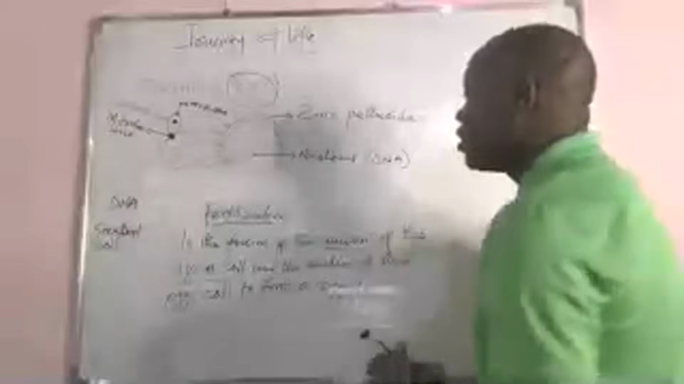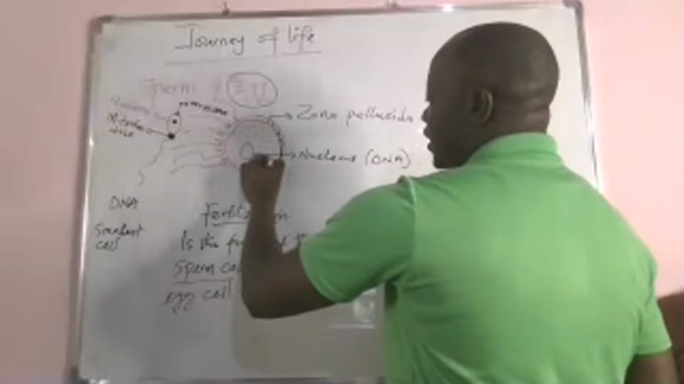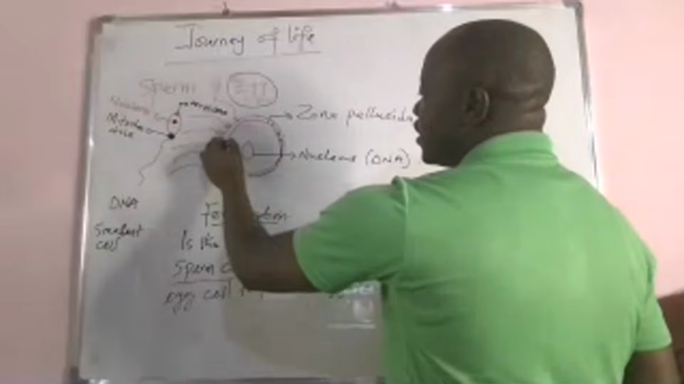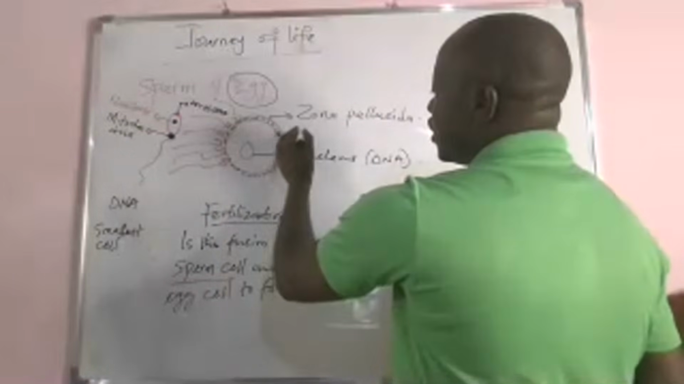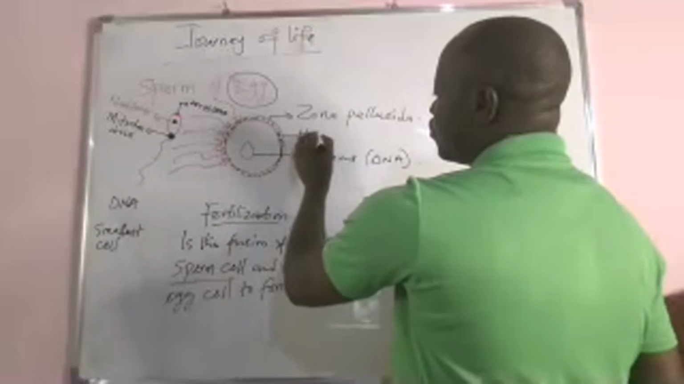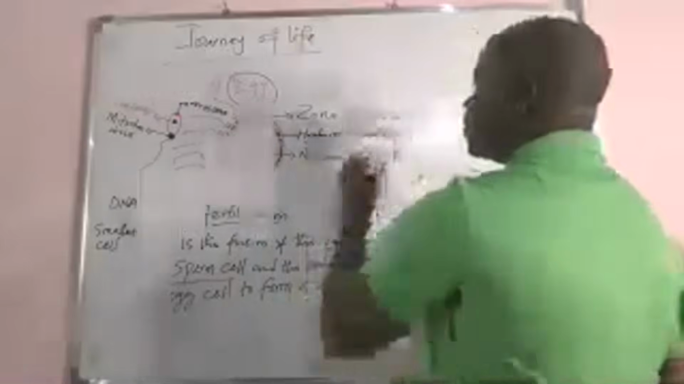Very importantly, in this zona pellucida that you are seeing here, it is highly rich in hyaluronic acid. What is hyaluronic acid? Of course, you started watching videos on carbohydrates. So hyaluronic acid is a carbohydrate.